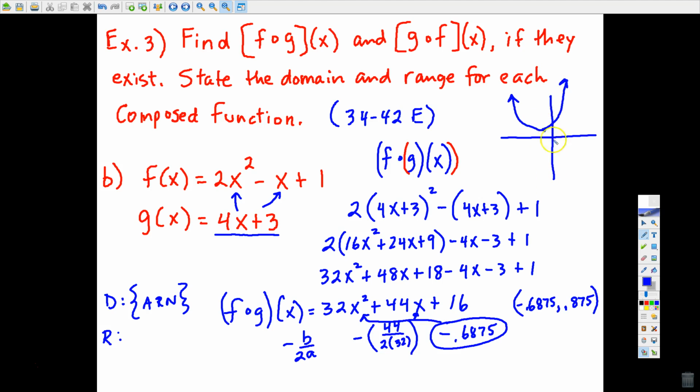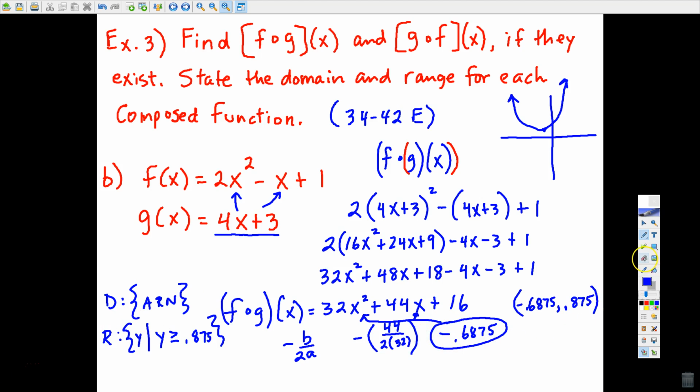Remember, the range corresponds to the y-axis. So we could say the range is all y such that y is greater than or equal to, because we would include the vertex, 0.875. So for the range for these quadratics, you're going to have a little bit more work to do to come up with your answer.